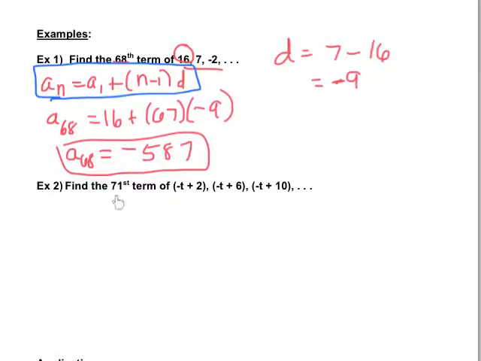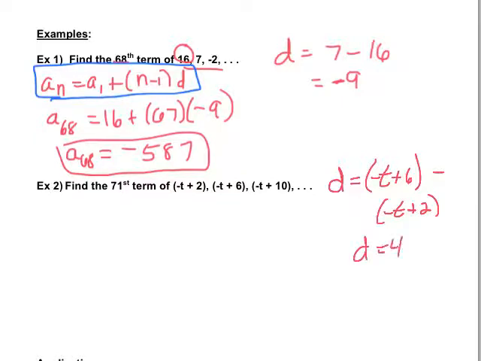I want to find the 71st term. Here's my first term. The common difference in this case is going to be negative t plus 6 minus negative t plus 2. Well, I have a negative t minus a negative t, so that adds to 0. 6 minus 2 is going to be 4. So my common difference is 4.